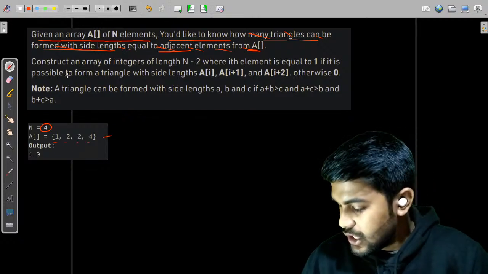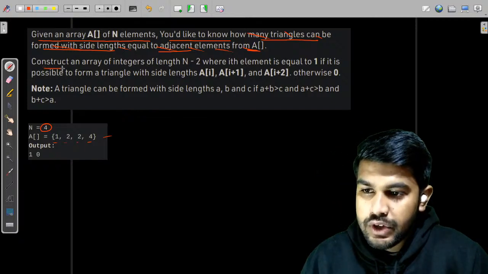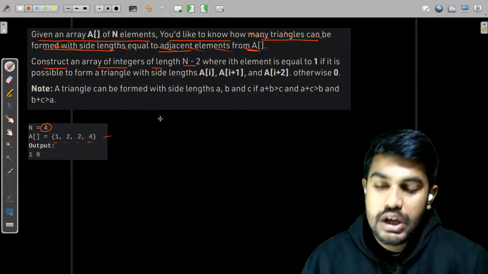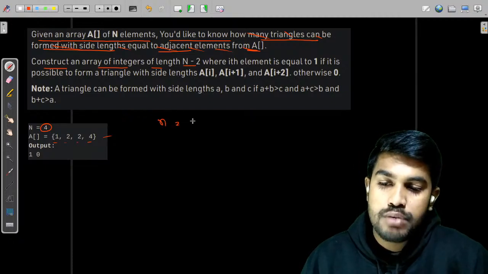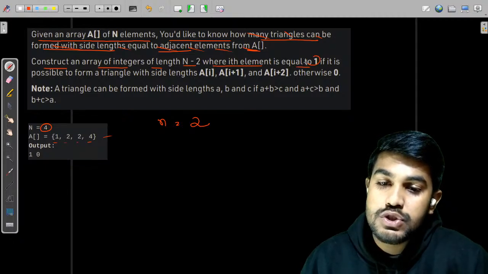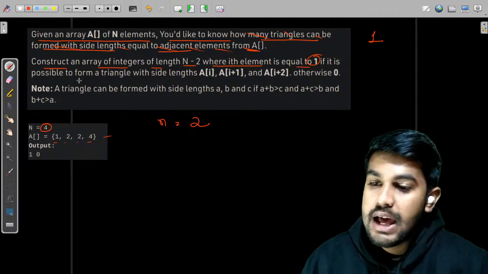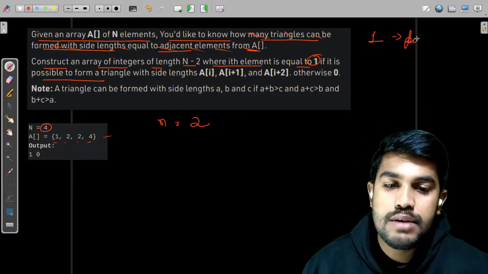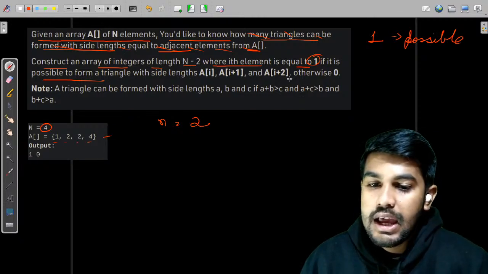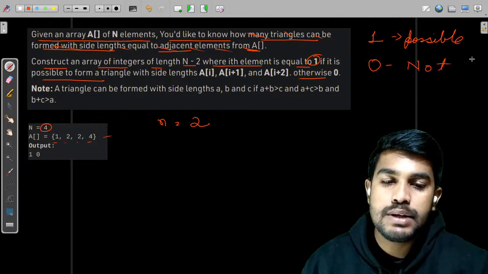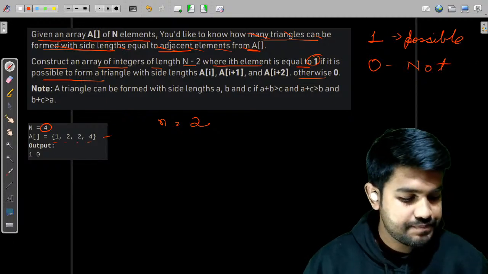So what you can do is, if you move forward, construct an array of integers of length n minus 2. So n minus 2, 4 minus 2 is equal to 2 itself, where the ith element is equal to 1 if it is possible to form a triangle. So 1 means possible. Otherwise 0. So 0 means not possible. Fair enough.